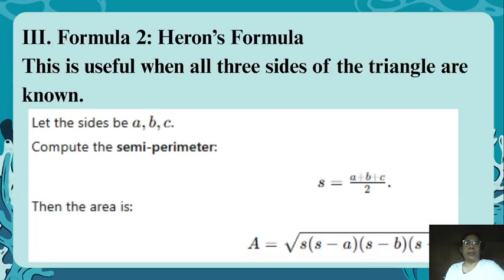Formula number 2, Heron's formula. This is useful when all three sides of the triangle are known. Let the sides be a, b, and c. Compute the semi-perimeter. So s is equal to a plus b plus c all over 2. Then the area is equal to the square root of s times s minus a times s minus b times s minus c.